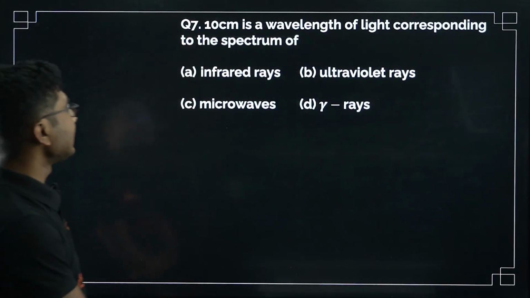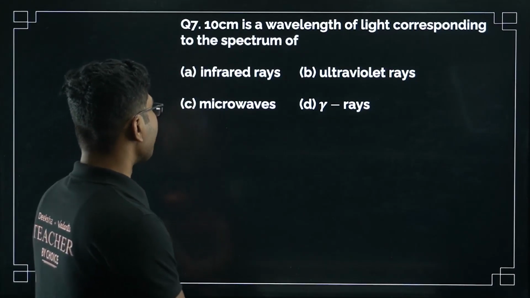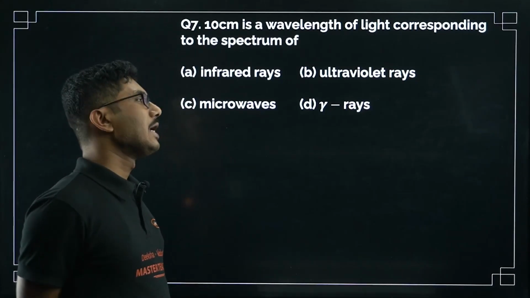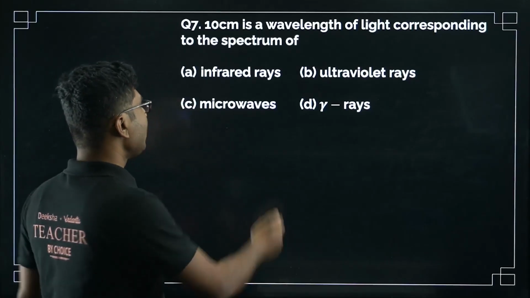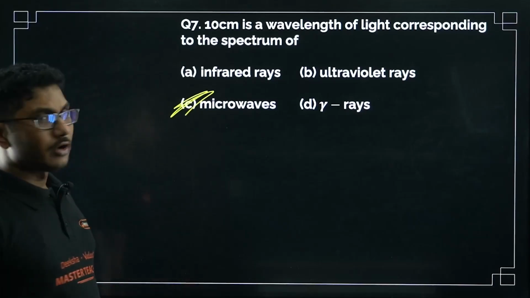Next, 10 centimeter is a wavelength of light corresponding to the spectrum. 10 centimeter is a very large wavelength, generally microwave or radio wave. From the given options, microwave is more suitable, so 10 centimeter is for microwave.